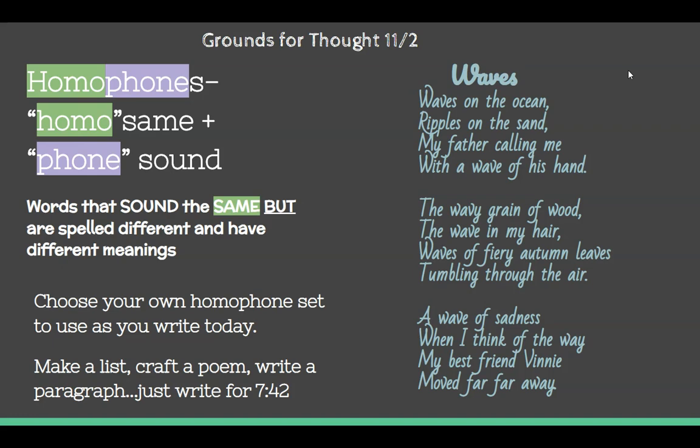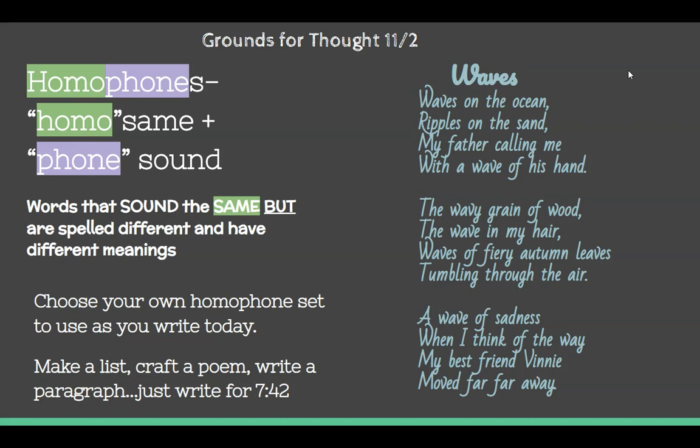Waves on the ocean, ripples on the sand, my father calling me with a wave of his hand. The wavy grain of wood, the wave in my hair, waves of fiery autumn leaves tumbling through the air. A wave of sadness when I think of the way my best friend Vinny moved far, far away.